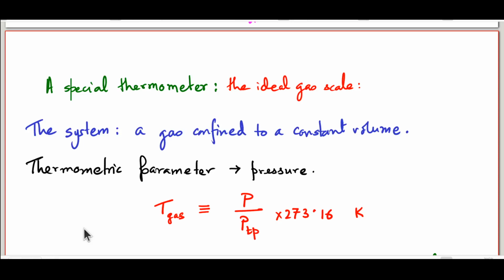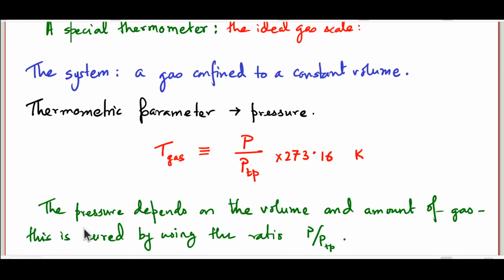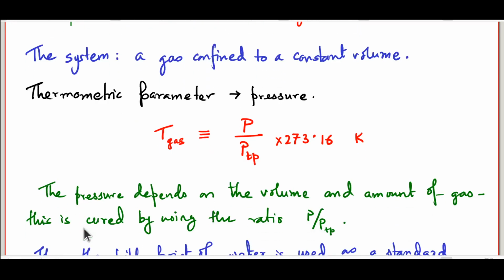Theta is defined to be P divided by P at the triple point, times 273.16 Kelvin. But this, of course, is nothing new. This is just the constant volume gas thermometer scale. And the pressure that you measure when you bring the system in thermal equilibrium with some specific system depends on the volume and the amount of the gas. Now that, of course, is cured already by dividing by P_TP.